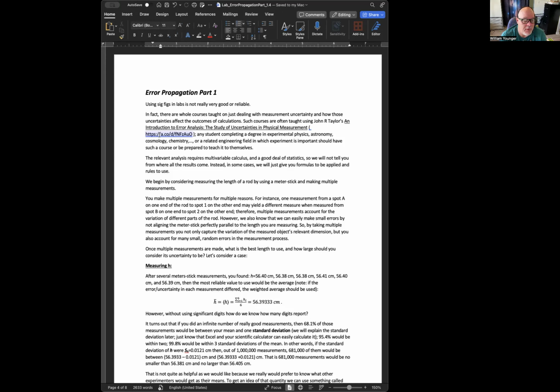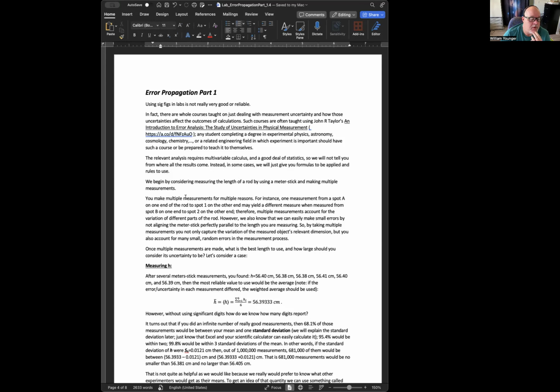The relevant analysis requires multivariable calculus and a good deal of statistics, so we'll not tell you from where all the rules come. Instead, in some cases, we'll just give you the formulas to be applied and rules to use. Some of it I sort of motivate so it makes sense. Like there's something that looks just like a Pythagorean theorem, but it's in any number of dimensions. So it could be literally 400 dimensions. But there's a good reason to believe that a Pythagorean theorem exists for even that many dimensions, and therefore we use it. So that's just one example. Like I said, the relevant analysis does require those higher bits of mathematics.